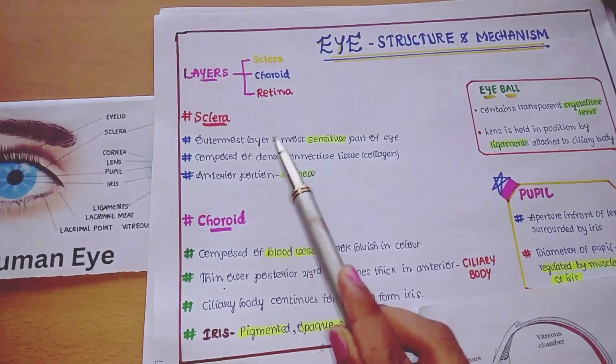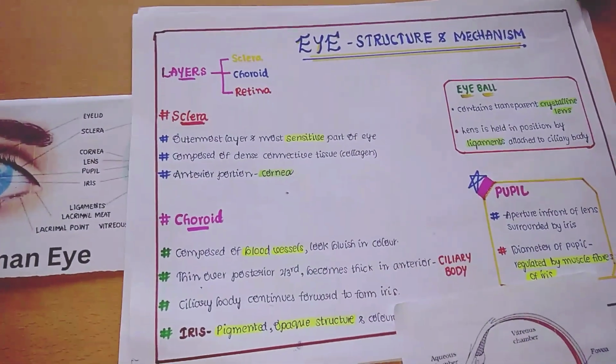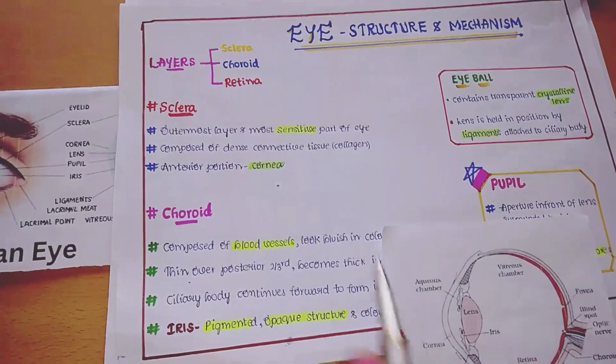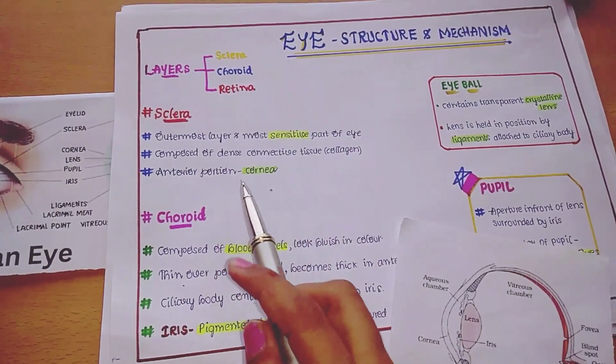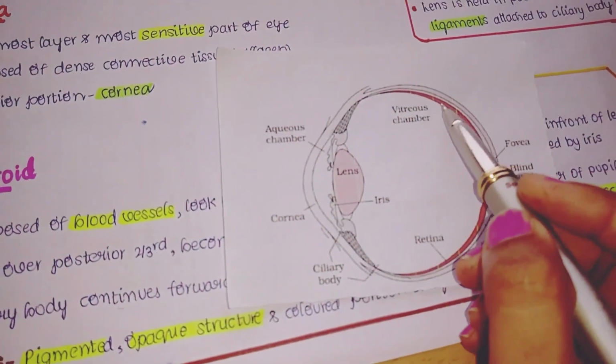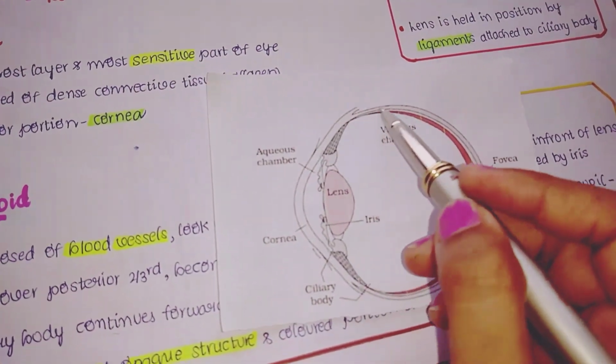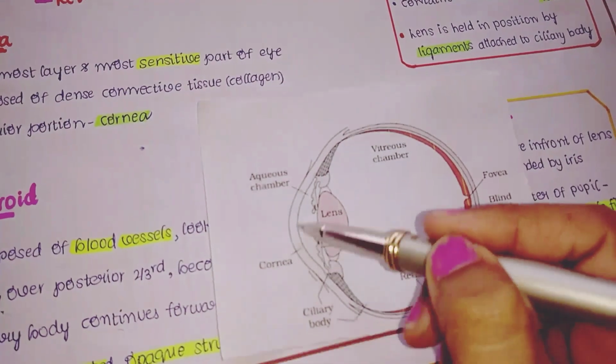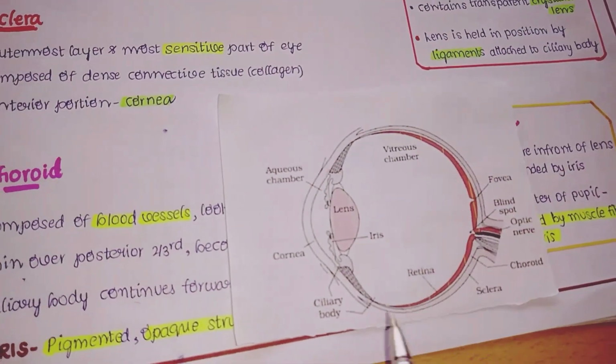Sclera is the outermost layer. It is composed of dense connective tissue known as collagen, and its anterior portion is known as the cornea. This is the outermost layer, sclera, and its anterior part is known as the cornea. It is the most sensitive part of a human eye.